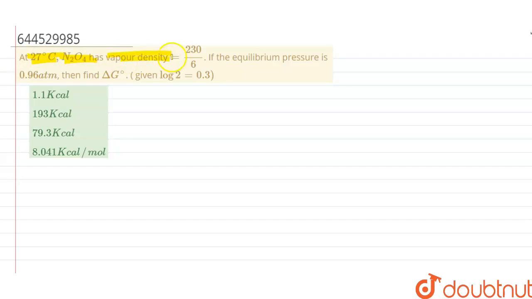The question given here is: at 27 degrees centigrade, N2O4 has vapor density 230 by 6. If the equilibrium pressure of the system is given to be 0.96 atmosphere, then we have to find out the value for delta G naught, and the value of log 2 is also given, that is 0.3. So let's solve the given question here.